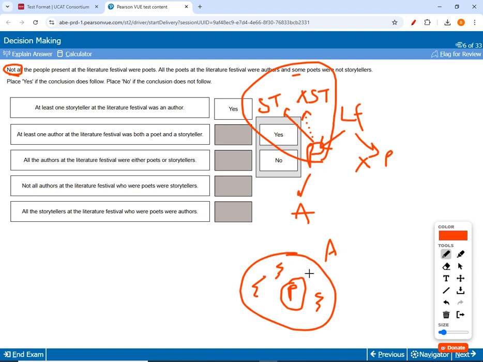From the Venn diagram, this circle of poets is a part of the author circle. All poets are authors. Not all authors are poets. Agreed? Because this empty area could be filled up by other people, and other people could also be authors. Next: at least one author at the literature festival will be a poet. Of course, at least one author will be a poet. If anything is a poet, he could be a storyteller or not a storyteller. We agree. Big fat yes.